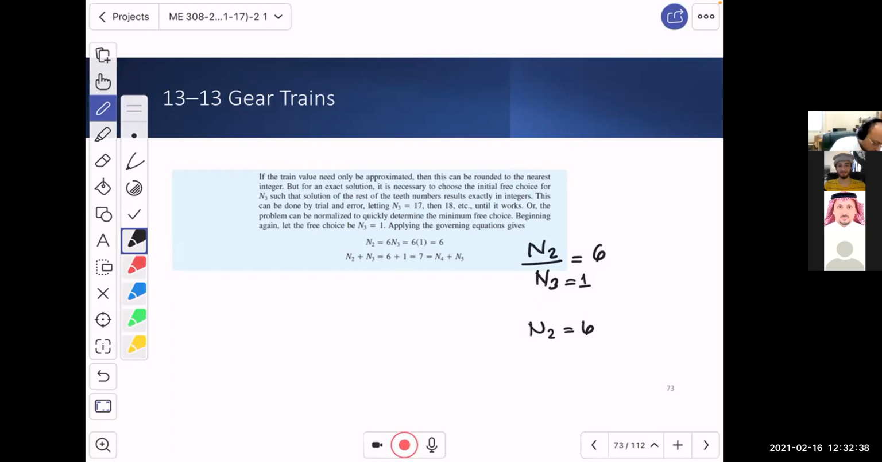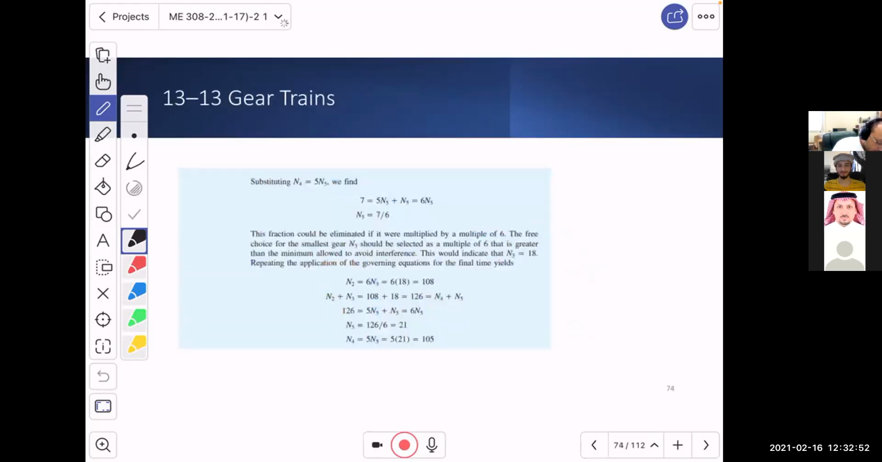Now, if we do this, we can add N2 plus N3, which is equal to 6 plus 1, which is equal to 7. Right? Now, look what happened. I know that N4 divided by N5 is equal to 5. I'm still loving these ratios. I like them. I'm not going to change them. And I'm still going to have N4 equals 5 N5, which means 7 is equal to 6 N5. And now look what happened. I got N5 equals 7 divided by 6.